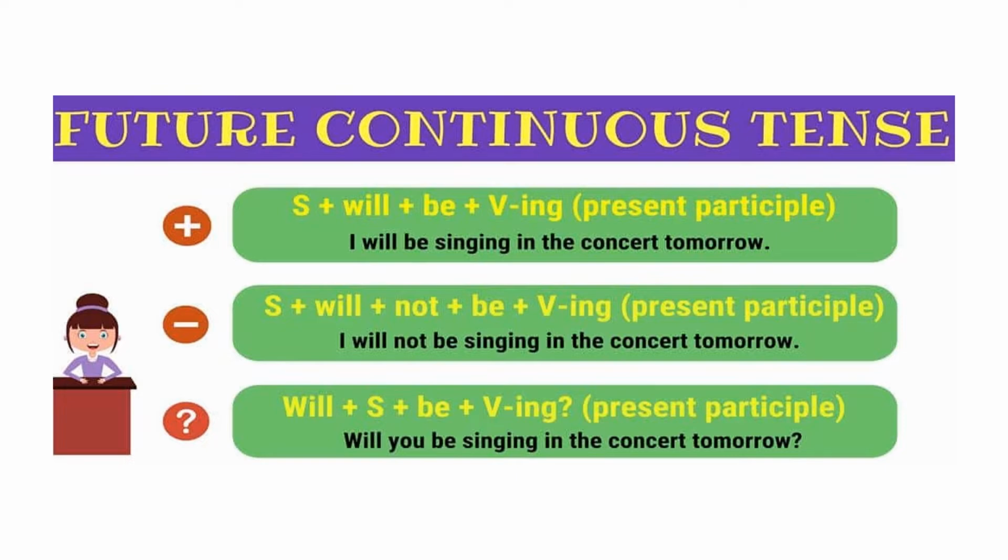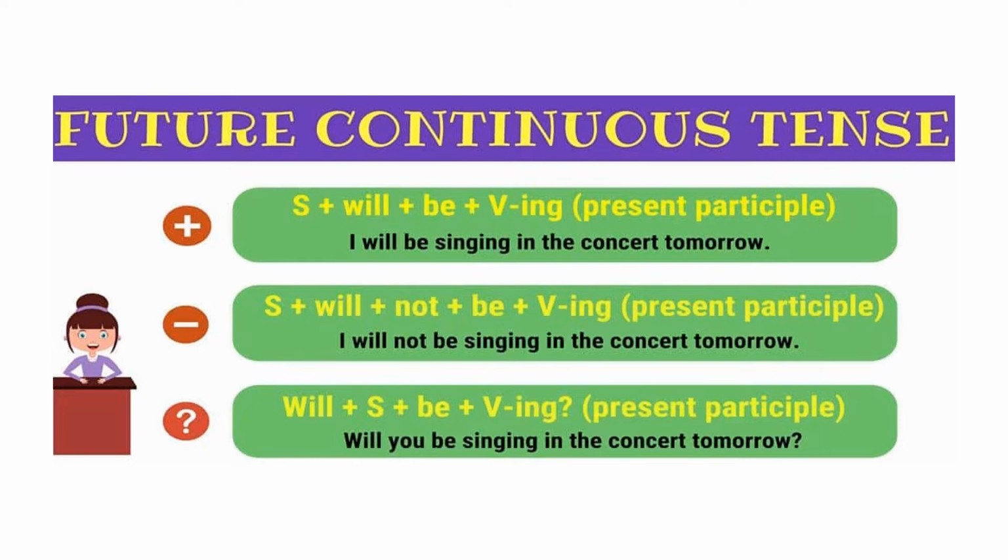Now, if we have to change this into a negative sentence, we will have to use subject plus will plus not plus be plus verb followed by ing, and it will be like this. I will not be singing in the concert tomorrow.